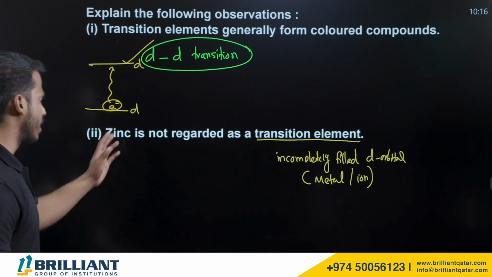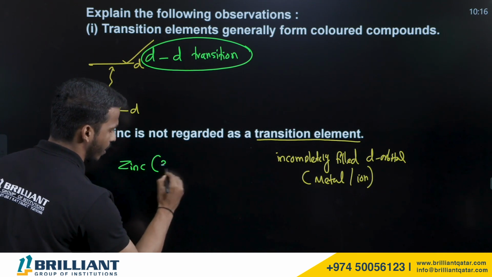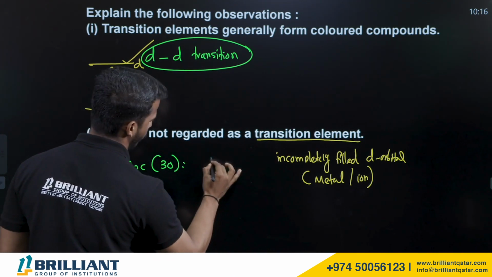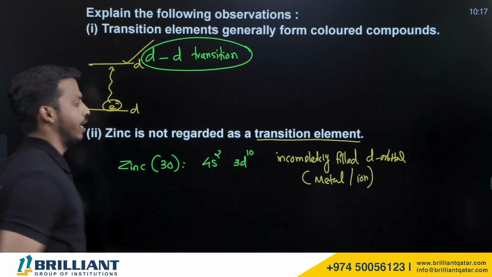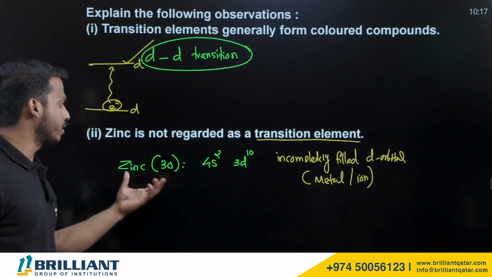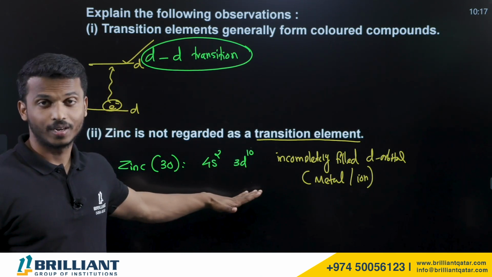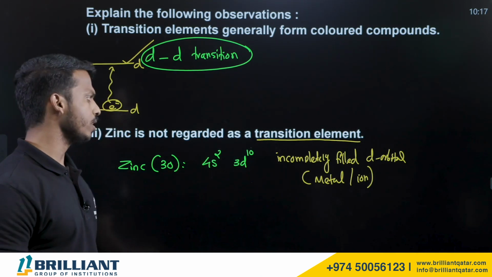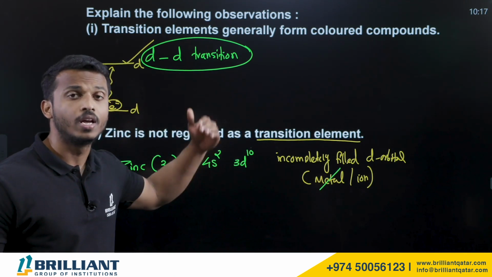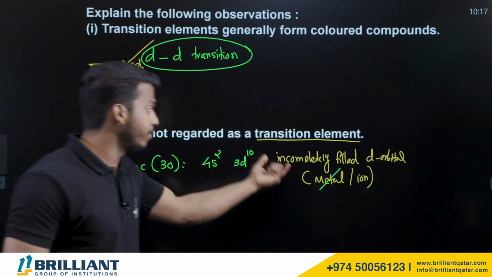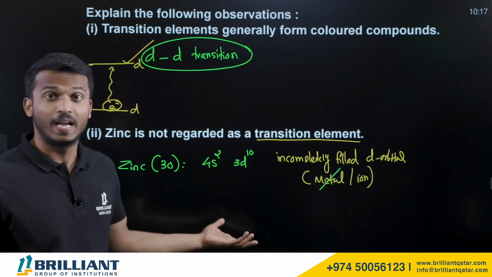For example, consider zinc. So the question is related to zinc, right? Zinc, atomic number 30, its outermost configuration is which one? 4s2 3d10, right? This is the electronic configuration, the last two orbitals for zinc. So here you can observe that the d orbitals are completely filled, correct? So in their metal state, the d orbital is fully filled. What is the condition to act as a transition element? They must contain an incompletely filled d orbital. Here it has a completely filled d orbital, so it's not a transition element.